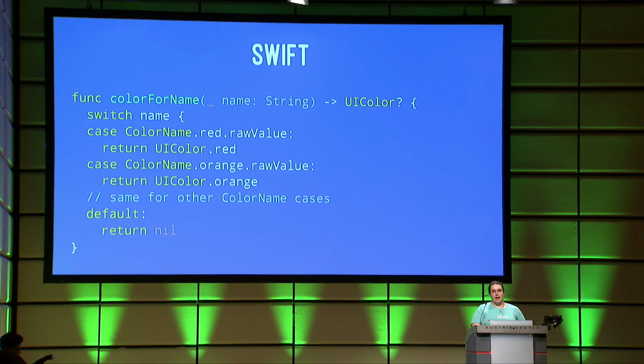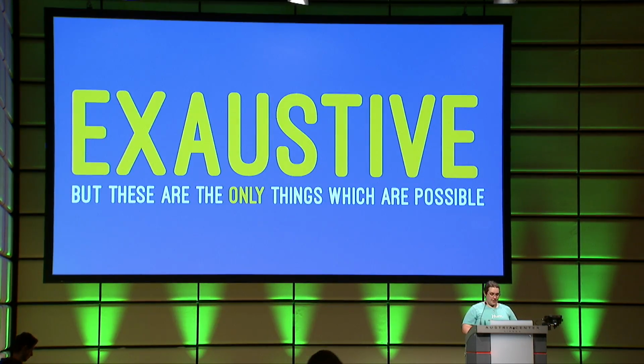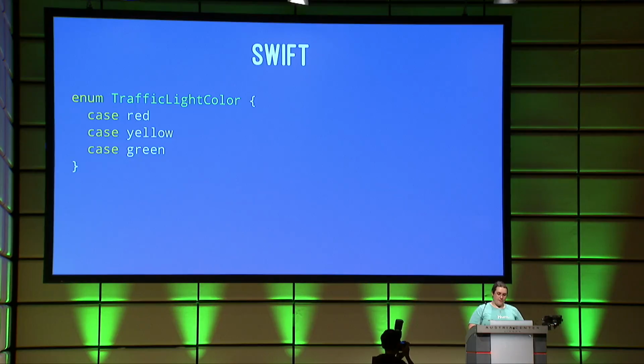What I really like to use a lot is what are called exhaustive enums. Exhaustive enums basically break down and say, not just are these the possible cases, but these are the only possible cases for what I'm trying to do. So as an example, you can create an enum of traffic light colors, red, yellow, and green. If you try to do traffic light color dot blue, that's not going to work because it doesn't exist. You can't do anything other than work with these three particular cases.